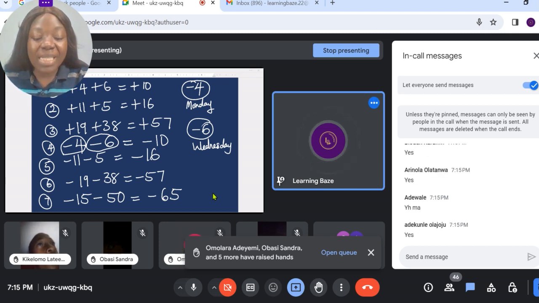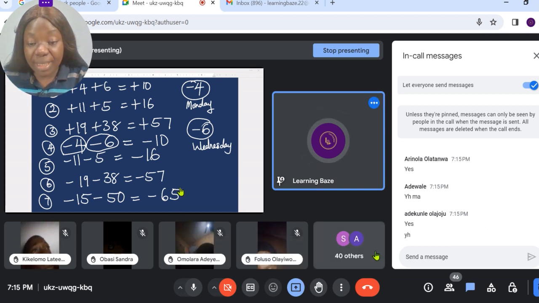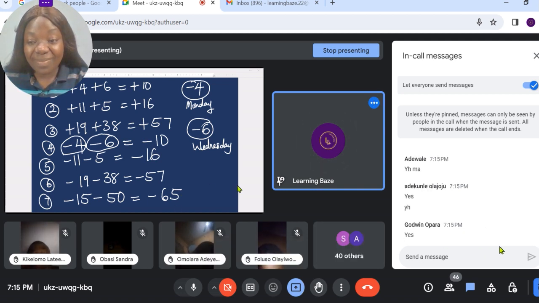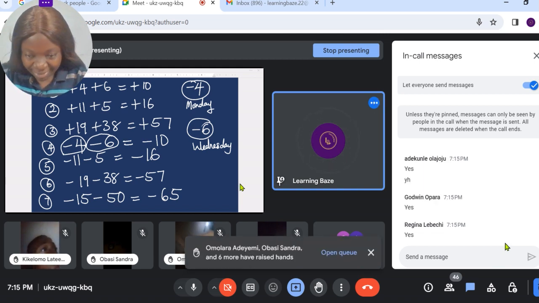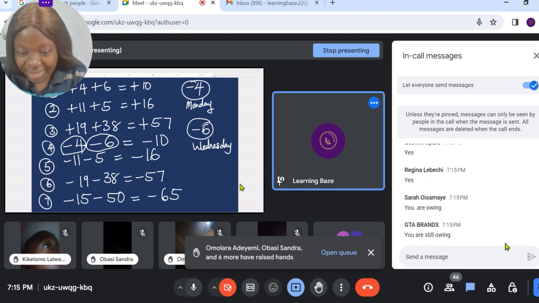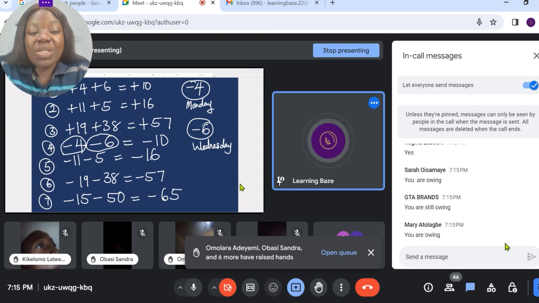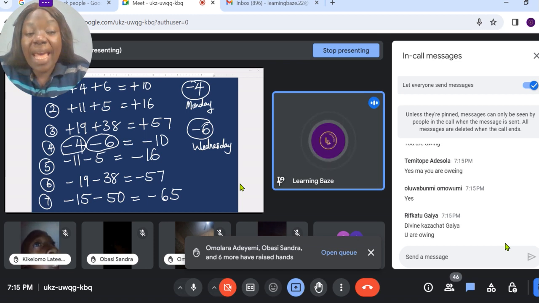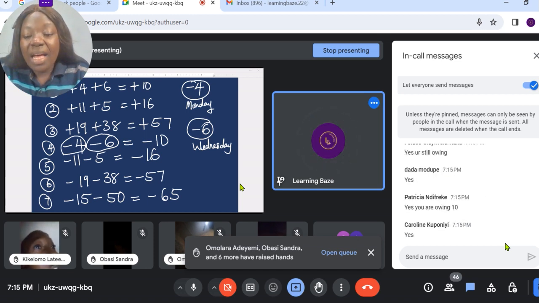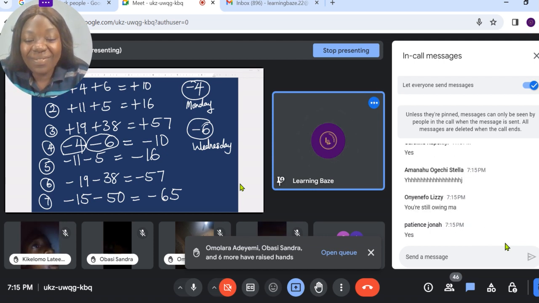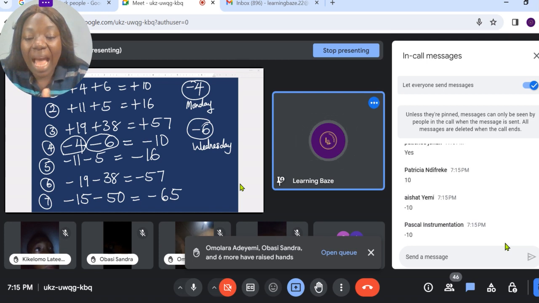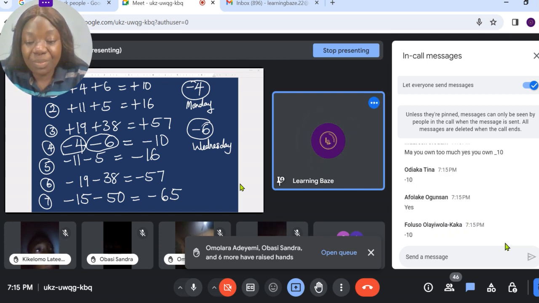Come on, keep typing. Am I still owing? Yes, I am still owing. So all together, class, all together, how much am I owing? Type your answer in the comment section. How much am I owing?